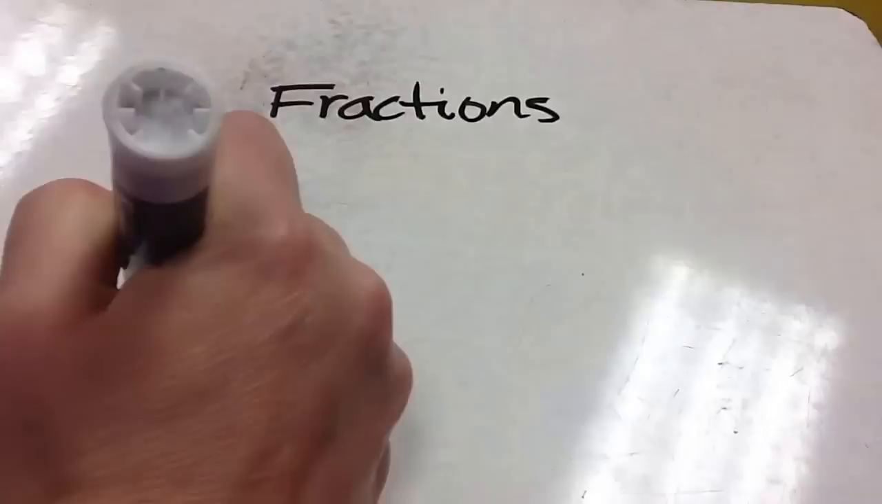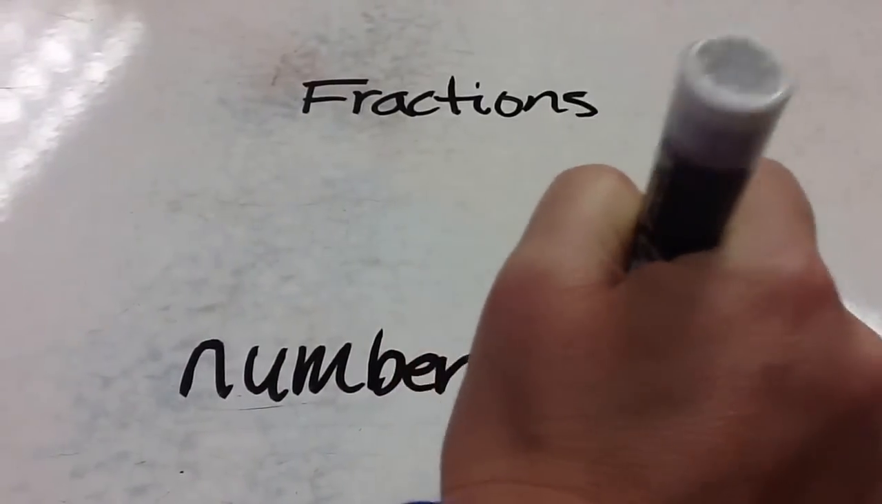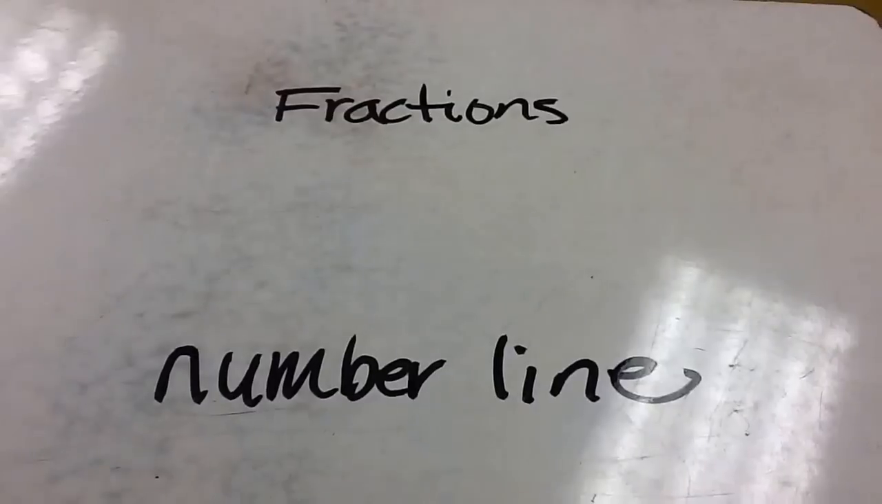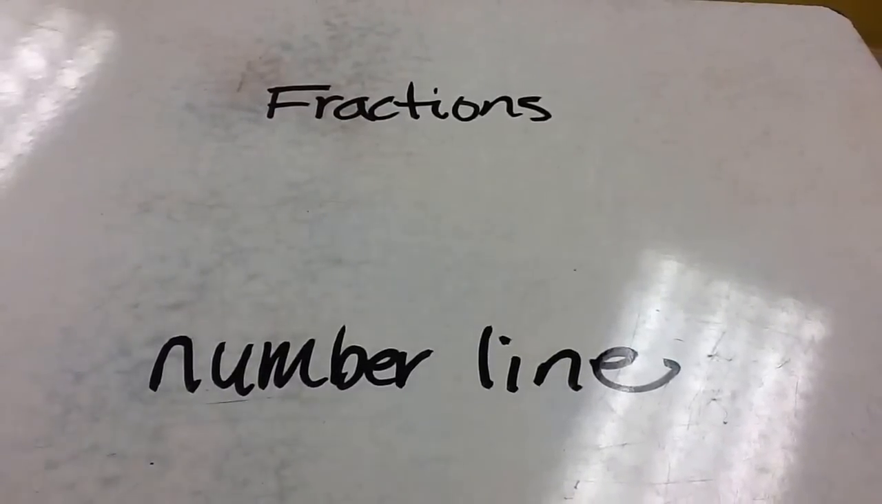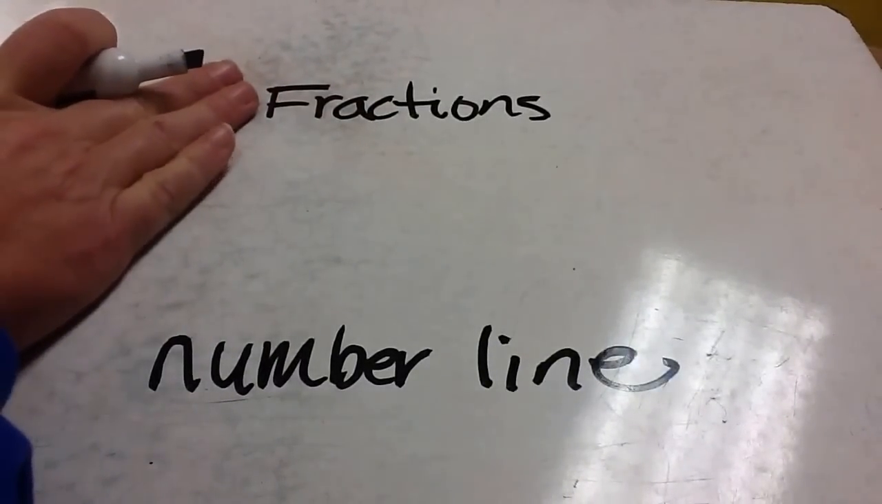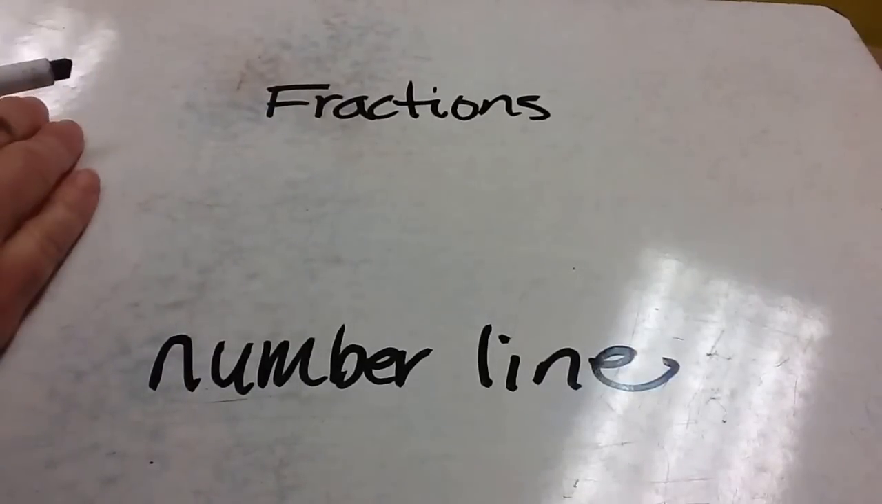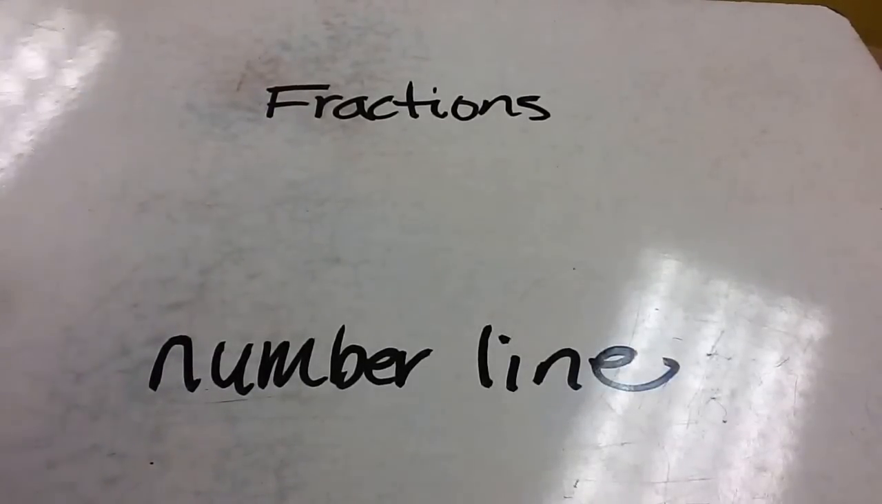On a number line. You are going to be doing this in your journal with me. So you should have your journal open to the next blank page, and you definitely want to have fractions and number line as your title to your journal. You can press pause now and do that, and press play when you're ready to get started.